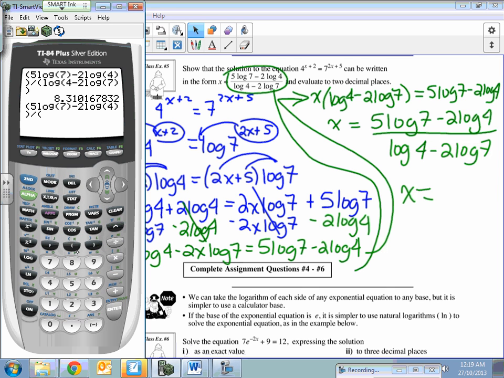Divided by bracket. Log of 4. Close that bracket. Minus 2. There we go. Log of 7. Bracket, bracket. That looks better. So our answer to 2 decimal places, negative 2.78.